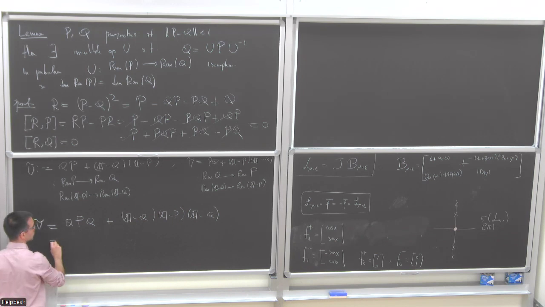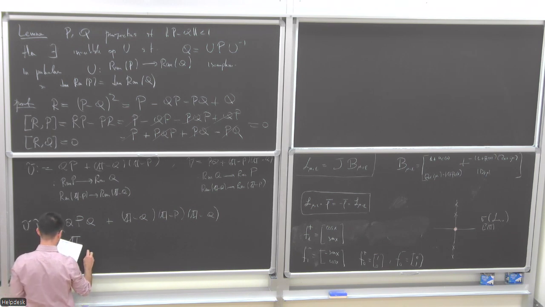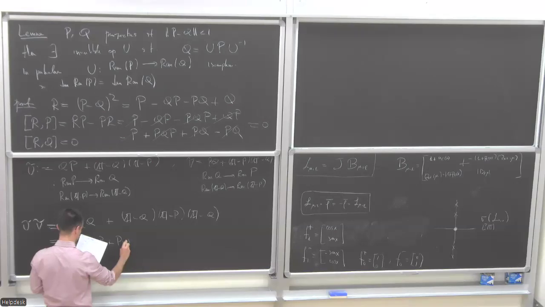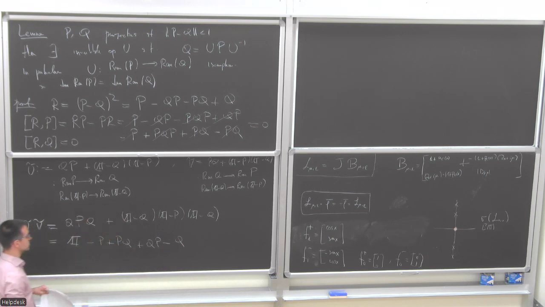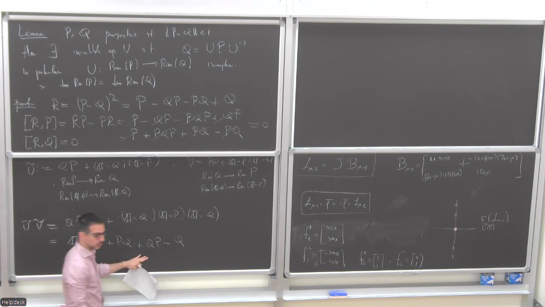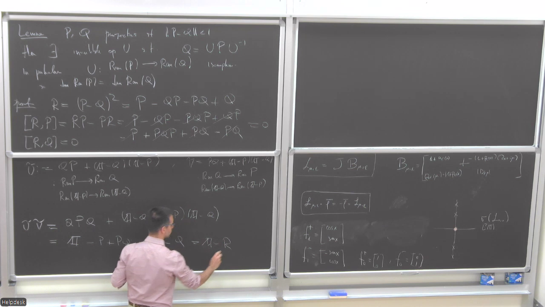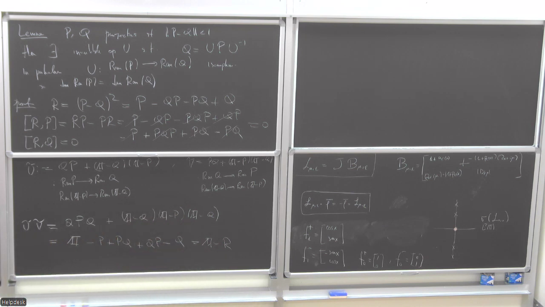And then you do again a bit of computation, and you find, we can do it or not, but it's right. If you compute this, you find that this is exactly identity minus P plus PQ plus QP minus P. And this object is already written on the blackboard, and it is identity minus R. You get the same result if you put the tilde.